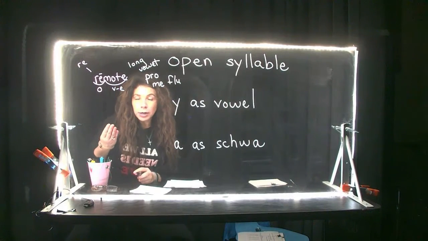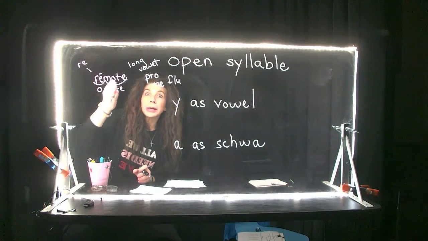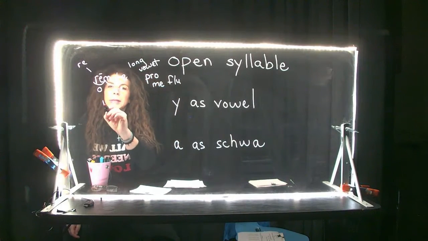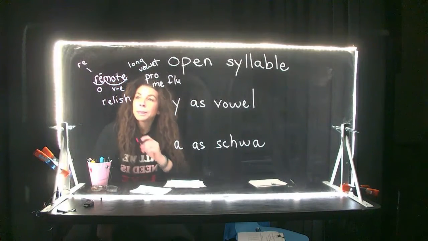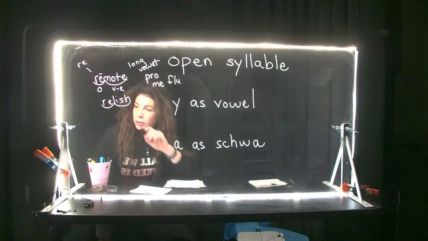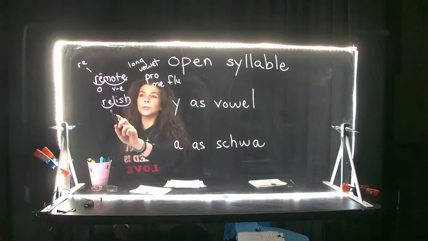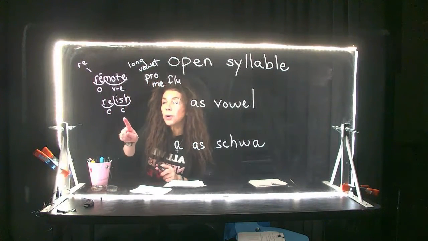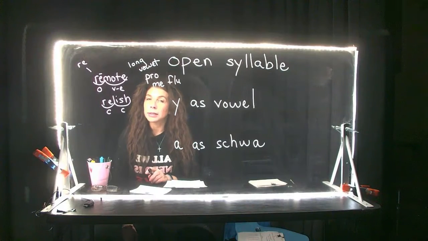Remember, we also talked about how you split words apart, right? So this is remote, but this here, remember what you put on hot dogs, is relish. So this is not relish, it's relish. This is two closed syllables, whereas this is an open syllable with a vowel consonant E.